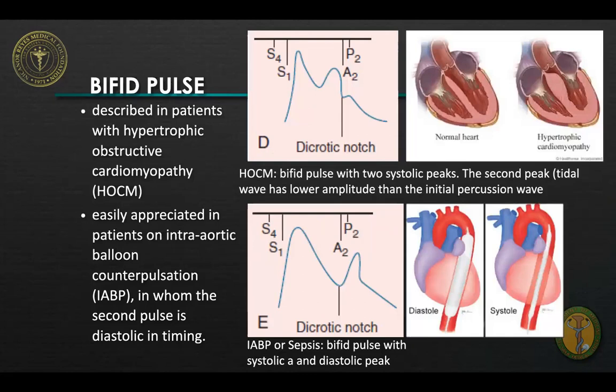A bifid pulse is described in patients with hypertrophic obstructive cardiomyopathy. It is easily appreciated in patients on intra-aortic balloon counterpulsation, or IABP, in whom the second pulse is diastolic in timing. This can also be seen in patients with sepsis.